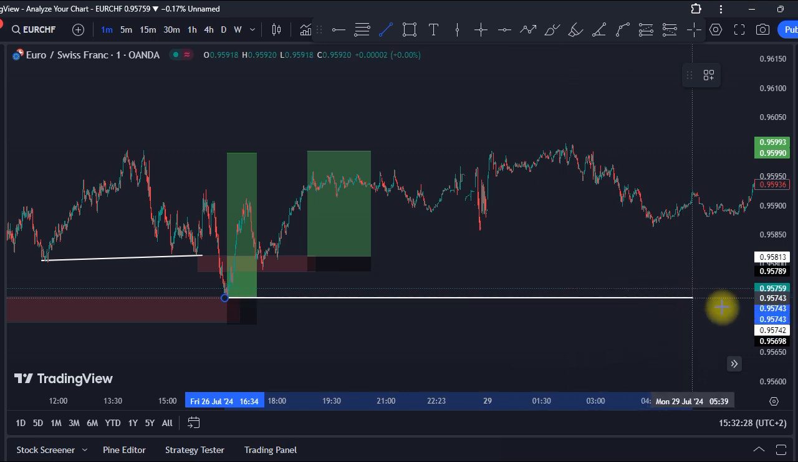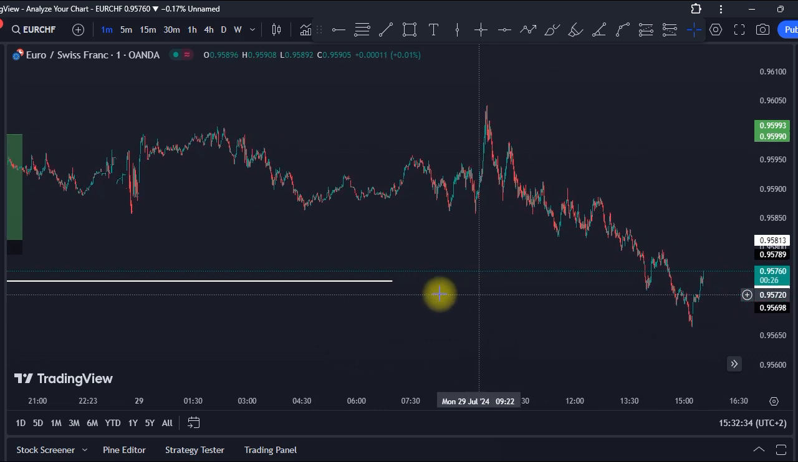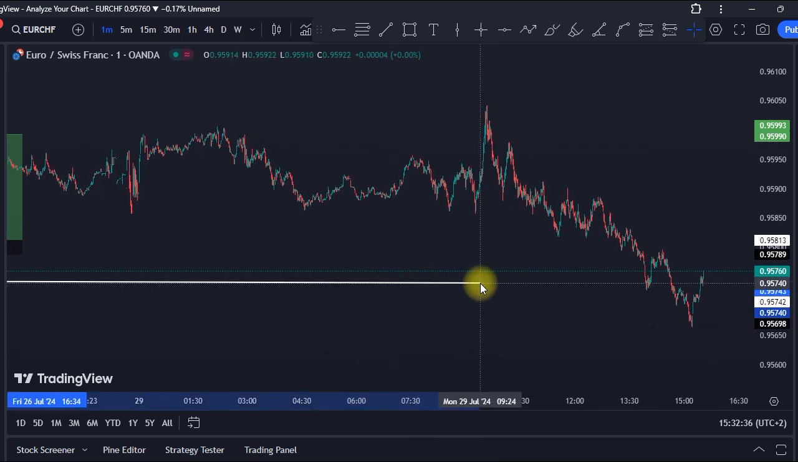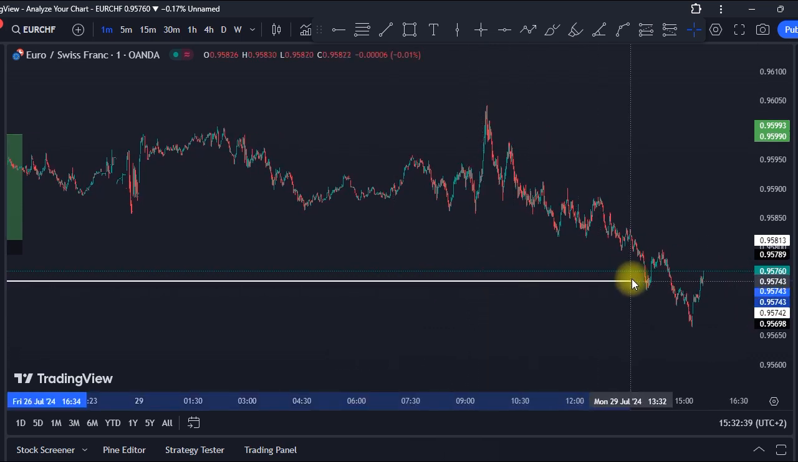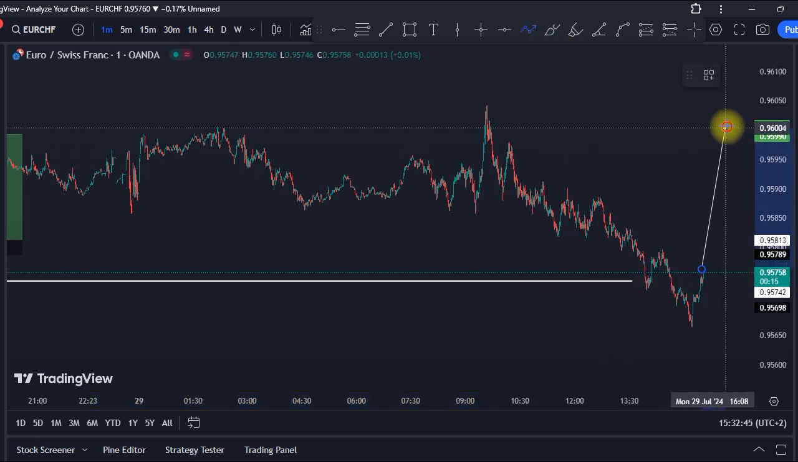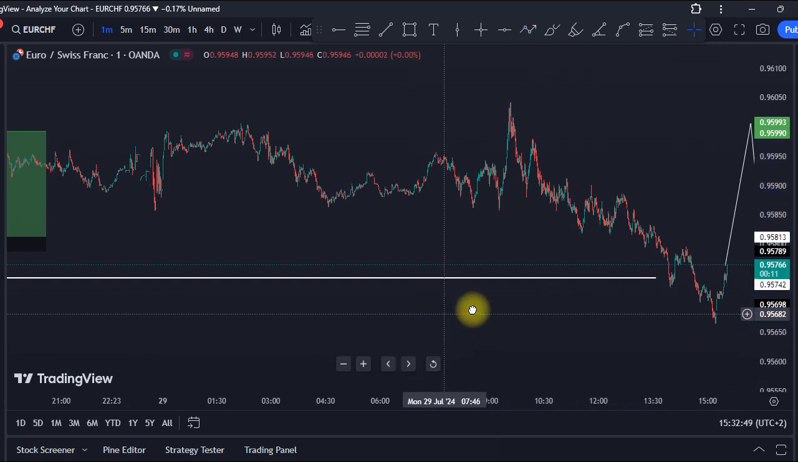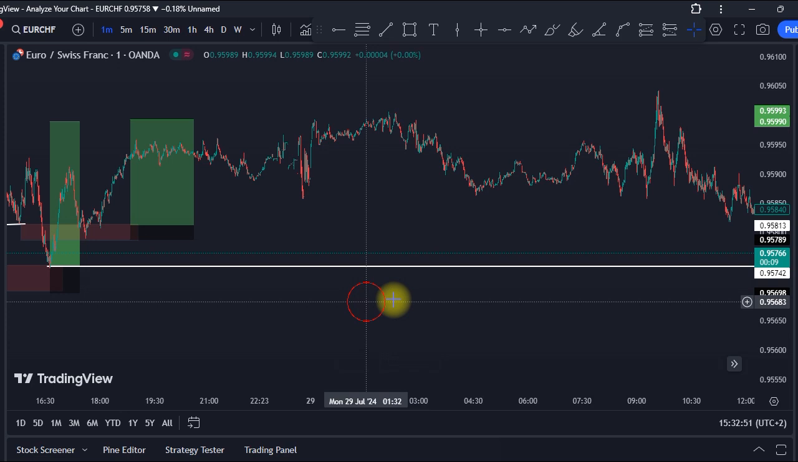So if the market comes and takes out this low over here, we know that the market has changed its narrative. As you can see here, the market took out that low over there, so now we know that everything has changed and the market has to retrace to the upside and then start shooting to the downside. So this is the example that I wanted us to look at on the 1 minute time frame.